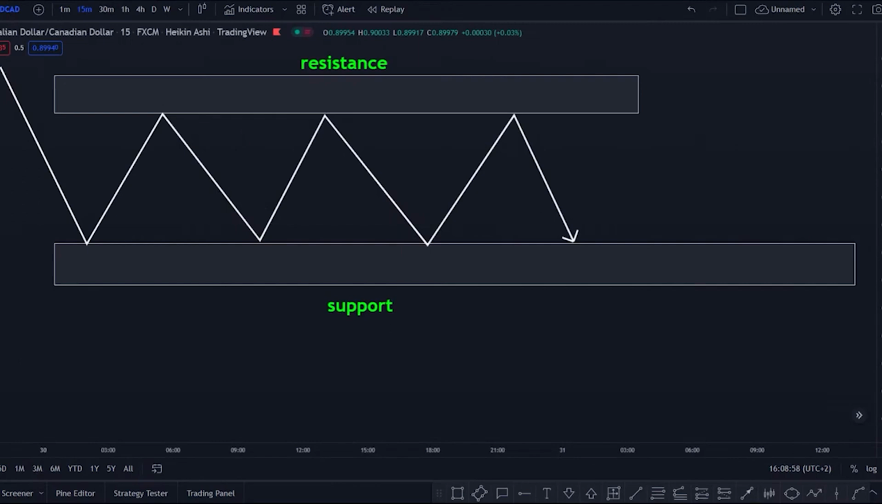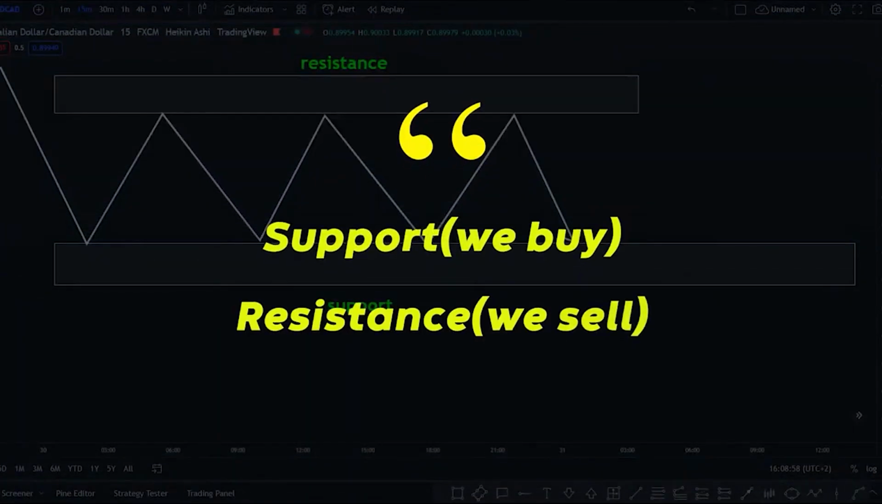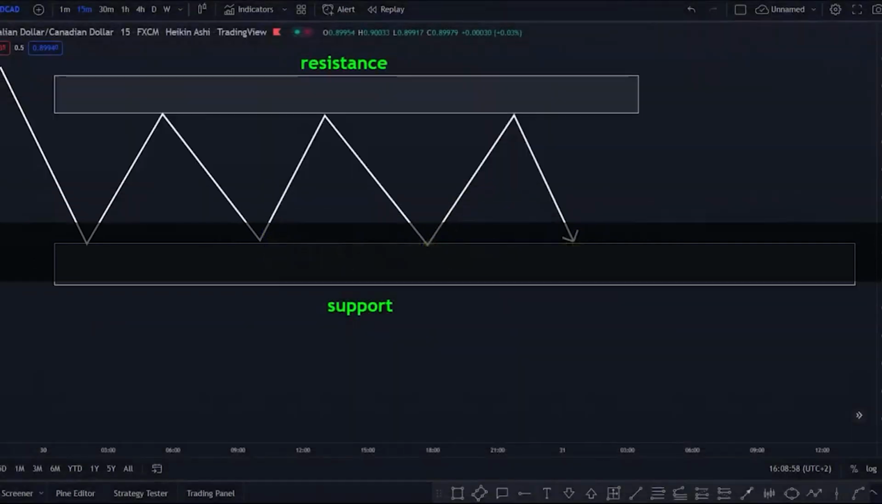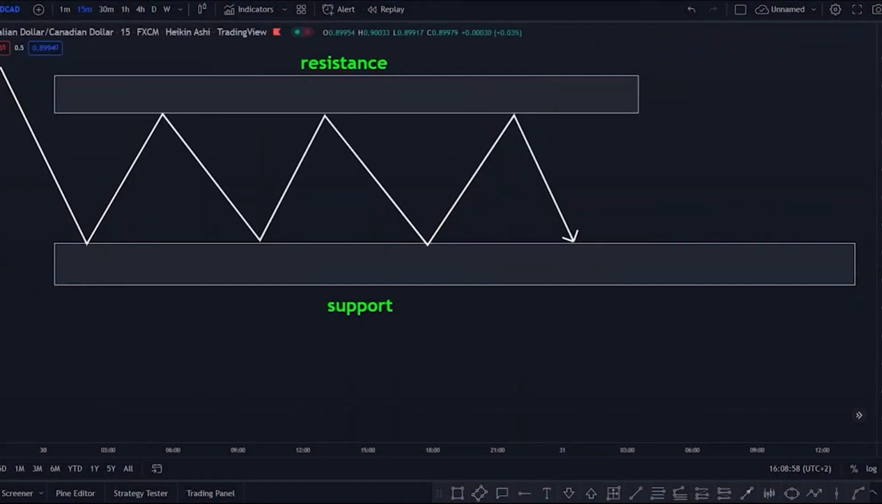I will start by explaining support and resistance. To easily understand support, you just have to remember that we buy on support and on resistance is when we want to sell. From this chart over here, we can see that on previous support the market is pushing higher.